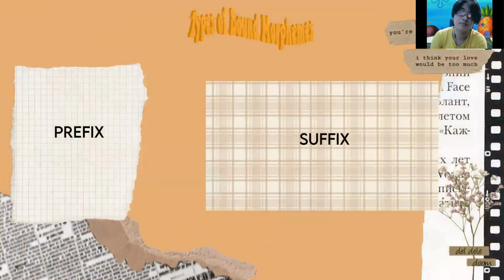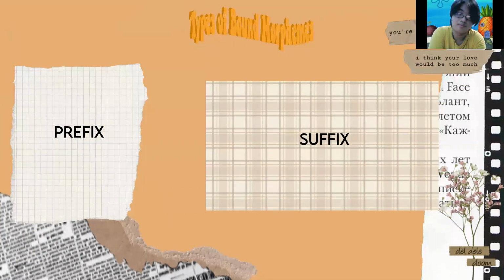There are also two types of bound morphemes, which are prefix and suffix. A prefix is an affix which is placed before the stem of a word. So we add it to the beginning of one word to change it into another word. And then a suffix is an affix which is placed after the stem of a word.